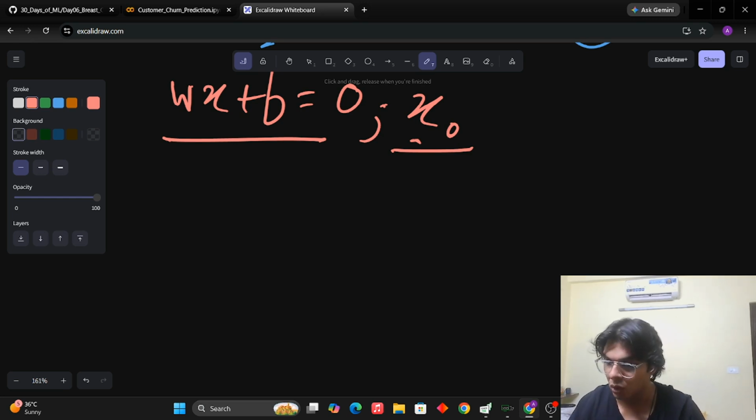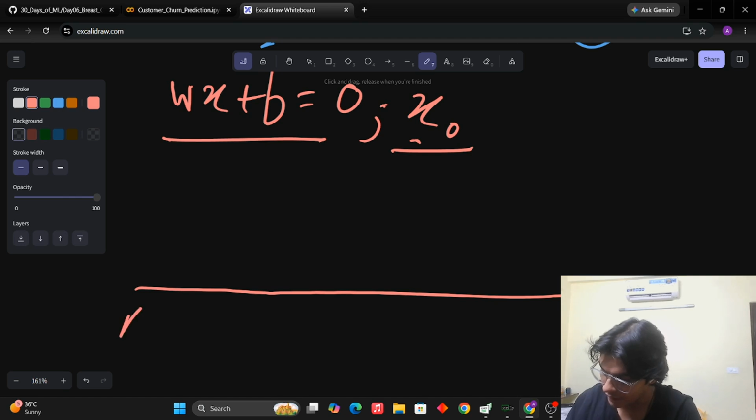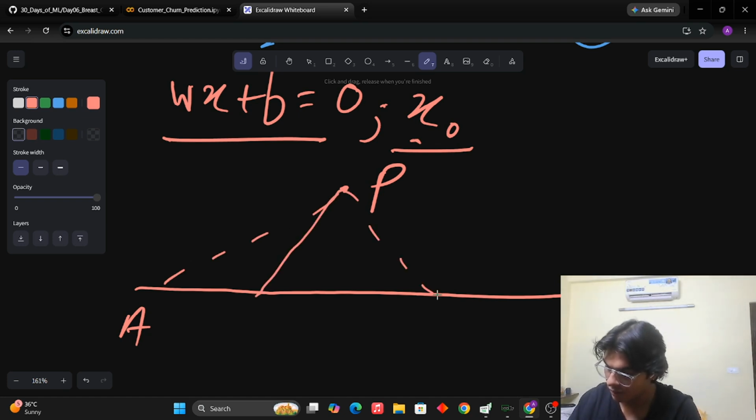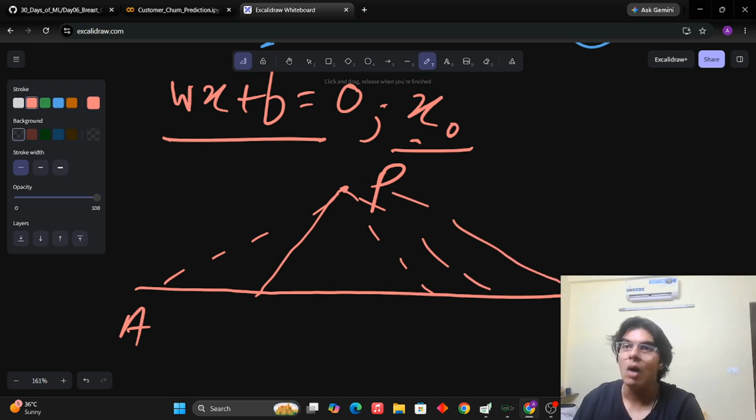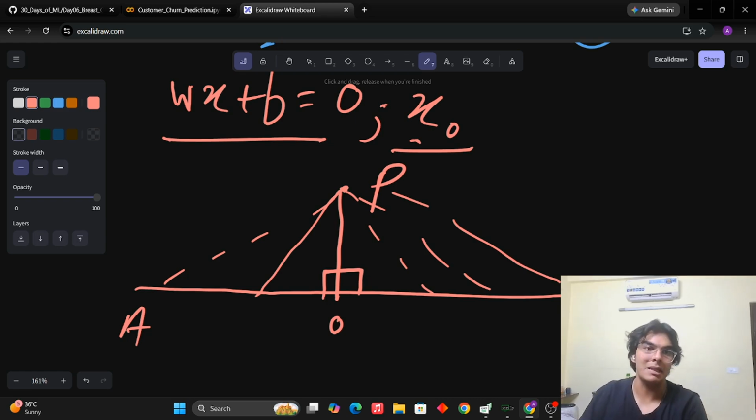Okay, so if I try to show it to you, let's take a line right here. Let's call it AB, and let's take a point P. Now I ask you to give me the shortest distance from P to AB. You can draw many distances from P to AB, but this distance, which is perpendicular, will be the shortest. This is a basic mathematical rule. That is the same thing that we are applying here.